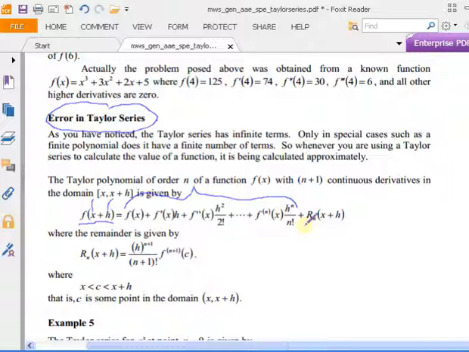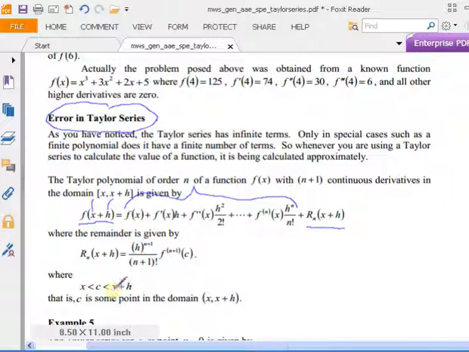I'm not going to get an exact value. There's going to be an error. And here's an expression for the error. It depends on h, which is the difference between evaluation point and expansion point. Also depends on the n plus first derivative of my function, evaluated at some point in this interval.